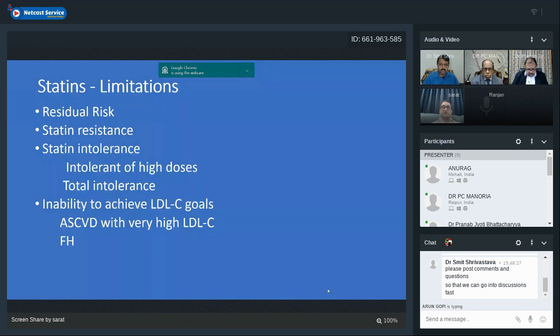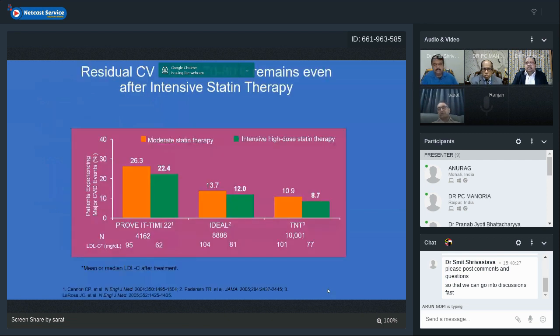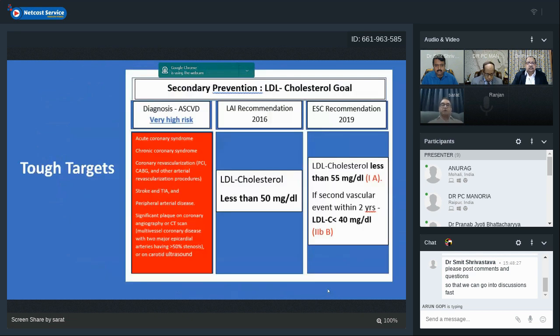Now you can see here the relatively recent trials, the TNT trial, which used 10 milligrams to 80 milligrams, showing that intensive therapy has brought down LDL significantly. And you can see here particularly that they are now single digit figures. The event rates have come down significantly. The same is seen in the PROVE-IT and IDEAL trials. Now, when you go to this slide, it shows that today, of course, there are situations which are called very high risk.